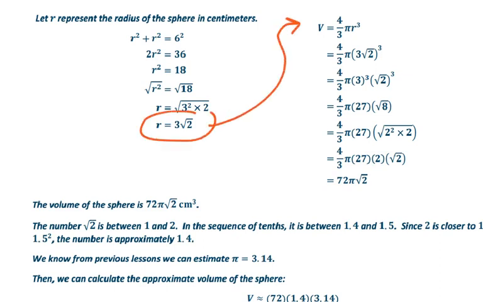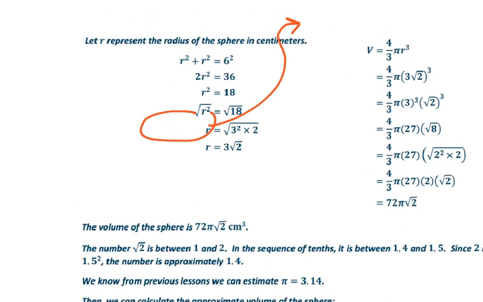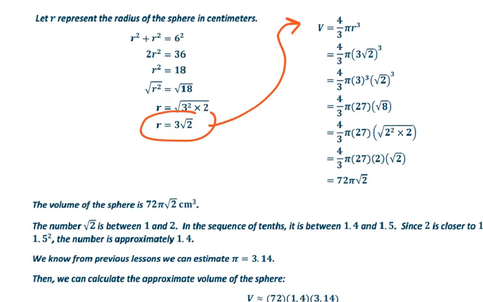I can use that in the volume formula, so I have volume equals 4/3 pi r cubed, and that's where I'm going to substitute in the 3 square root of 2 and then cube it. So when I cube the 3, it's 27, and when I cube the square root of 2, that's the square root of 8, which can also be simplified, you see down here, as 2 square root of 2. So the final mess over here is 72 pi square root of 2.